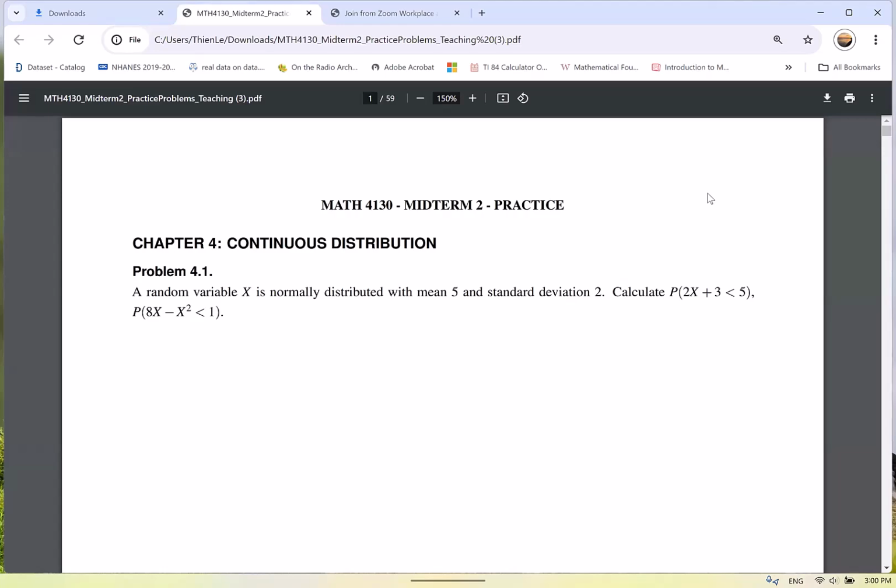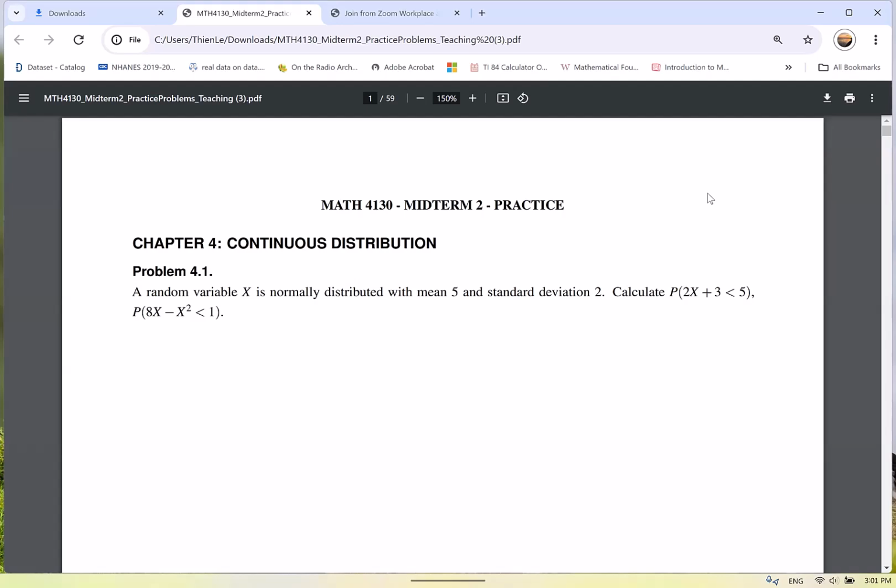Let us look at the practice problem for the midterm 2. Our midterm 2 will cover chapter 4, continuous distribution, and chapter 5 about multivariate distribution. So you should expect the same kind of test structure. The problems from the practice test, more or less, will be similar, right? And you have one applied problem.